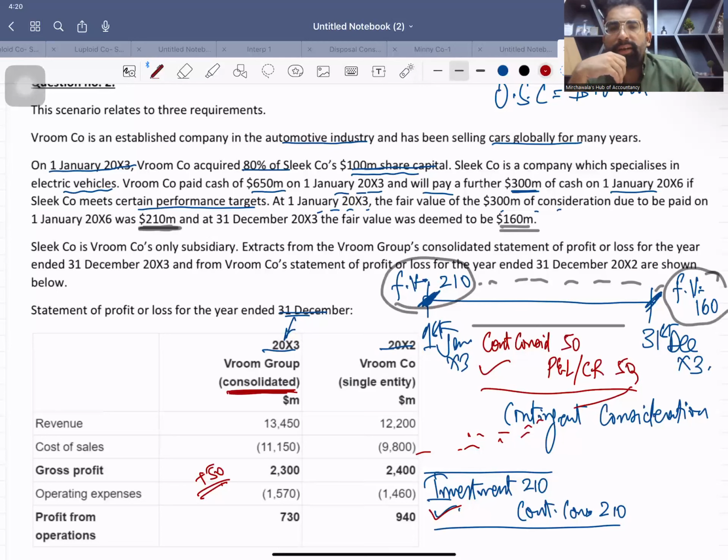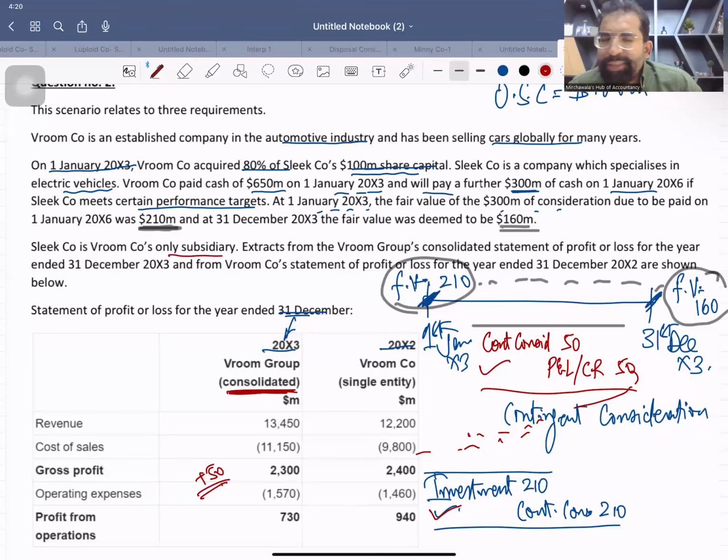So till now, I have calculated you both COI. The COI is cash consideration is 650, and contingent consideration is 210 at the date of acquisition. Now, be active, do not sleep, just look at the screen carefully. Sleek company is VROOM's only subsidiary.